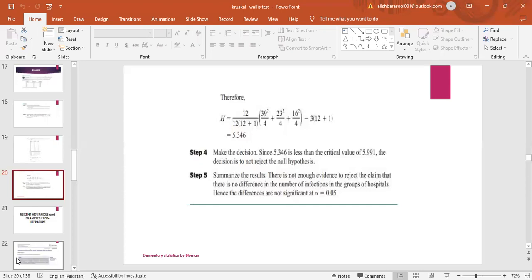Step 4 is to make the decision. Since 5.346 is less than our critical value, which was 5.991, the decision is not to reject the null hypothesis. Stepwise, summarizing the results: there is not enough evidence to reject the claim that there is no difference in the number of infections in the group of hospitals. Hence, the differences are not significant at alpha 0.05.